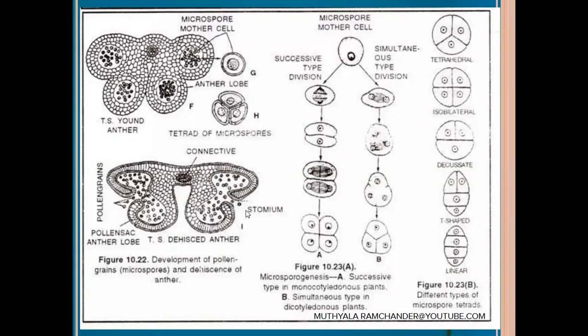This development is called microsporogenesis. And at the early stage, the four microsporangium chambers need food material. They receive it from the connective tissues containing xylem and phloem. From these microsporangium chambers, haploid microspores come out.